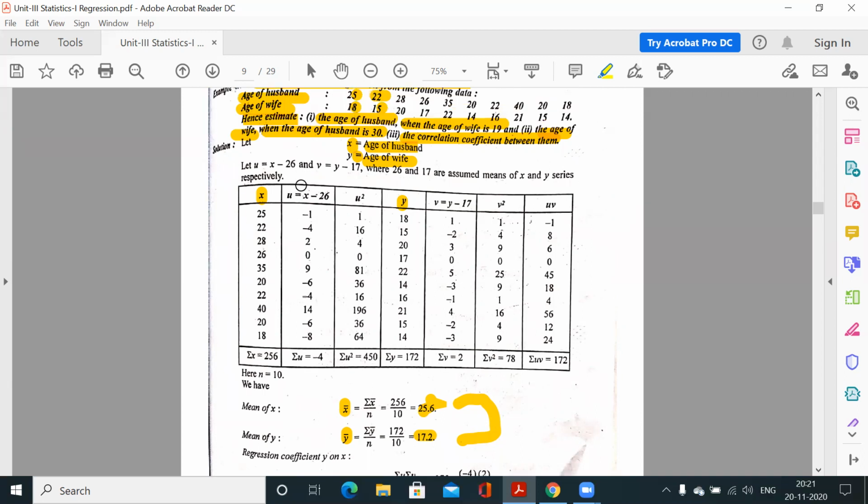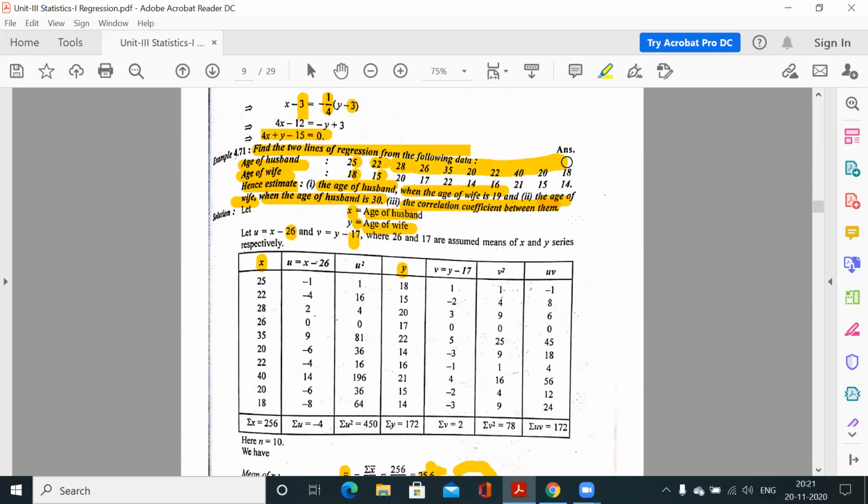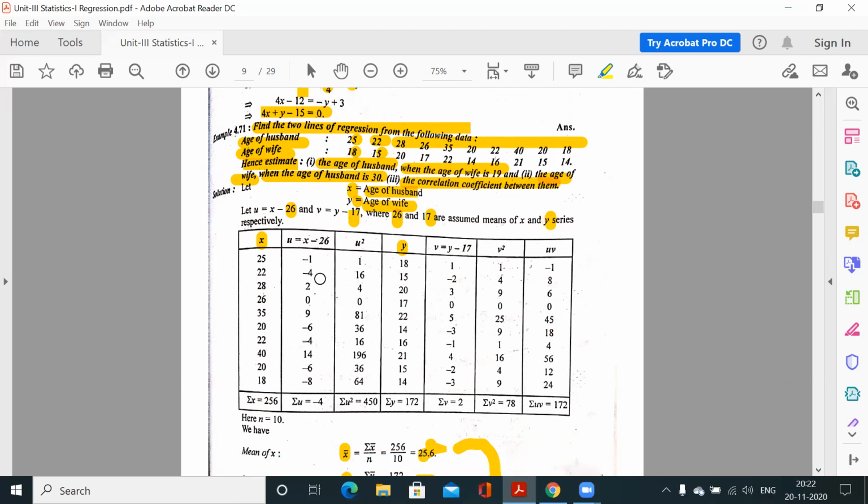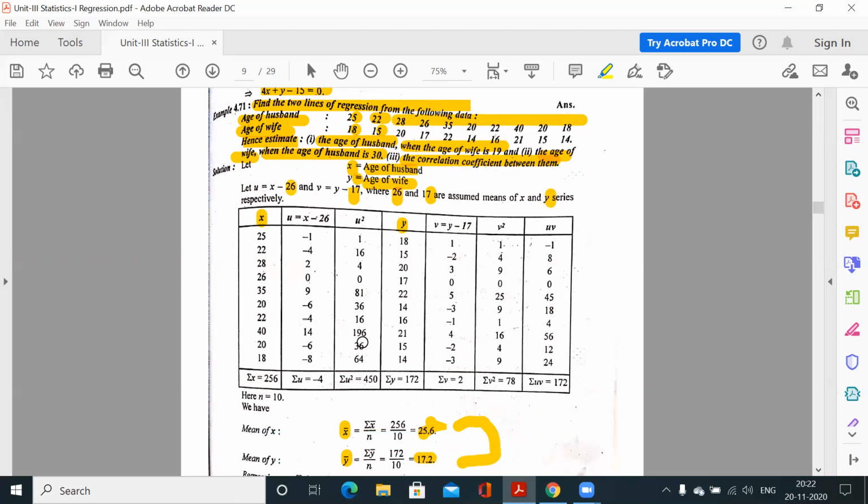Here they have assumed 26 as the assumed mean for x data and 17 as the assumed mean for y data, but there is no strict rule that you have to follow these values only. You can choose any number from these values or from outside these values. In this case they have used 26 and 17, but we can use different values also. This is totally up to us, and this will not affect our answer. So suppose 26 is the assumed mean for x data, 17 is the assumed mean for y data. Now simply you have to apply the formula. You know how to apply the formula.